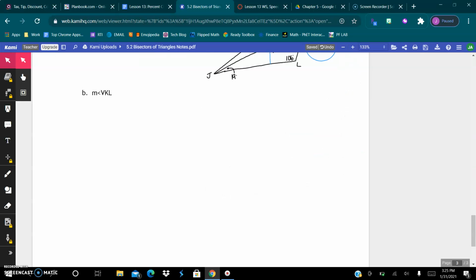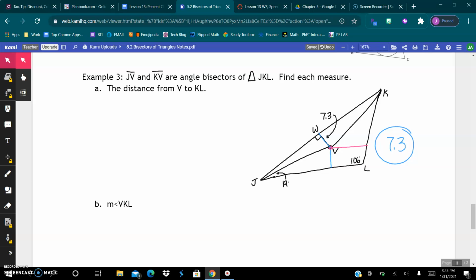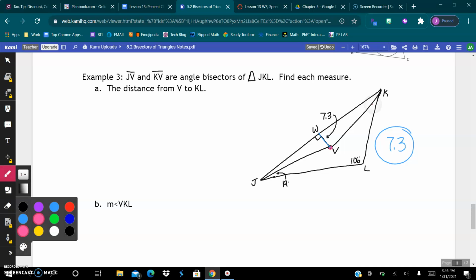Then we have to find the measure of angle VKL. So V to K to L. We're looking for this angle measure here. Looking down at this angle, we have an angle bisector going through angle J. One side of it is 19, so the other side has to be 19, so this whole angle has to be 38 degrees. And then we were given that this angle is 106.